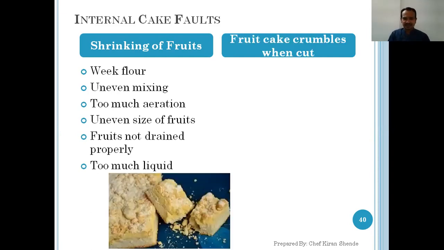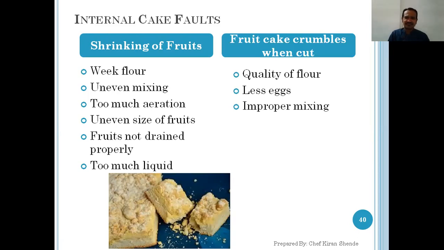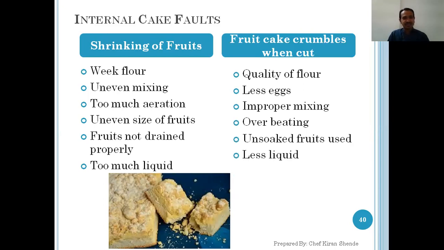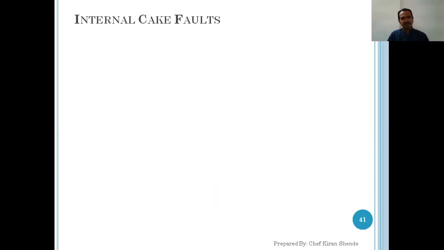Fruit cake crumbles when it is cut. Why does it happen? Because of the quality of flour. If you have less sugar, improper mixing, overbeating, unsoaked fruits used, less of liquid, cutting the cake when it is very hot, too long baking time and temperature are probable reasons for the cake which crumbles after you cut it.